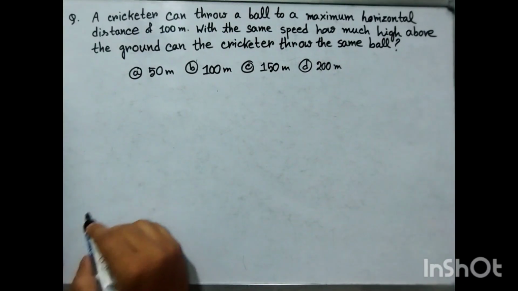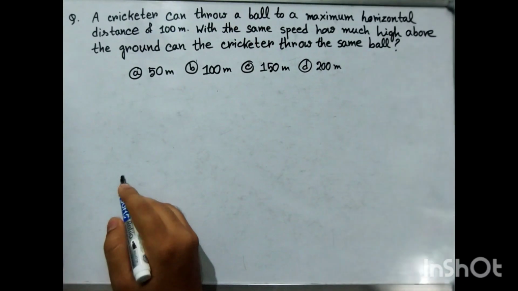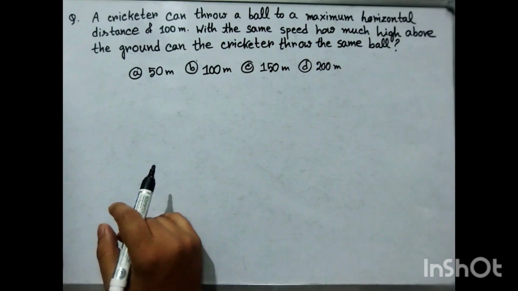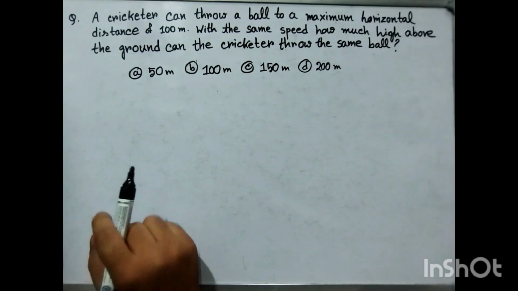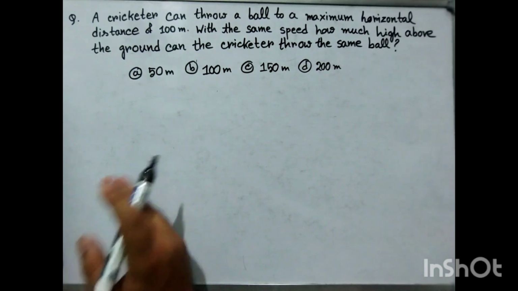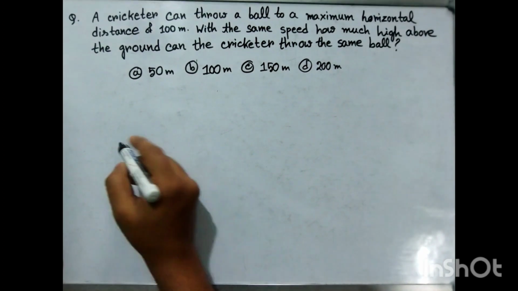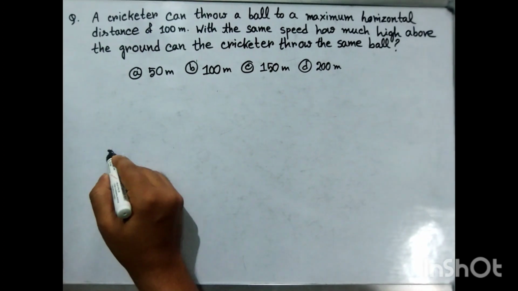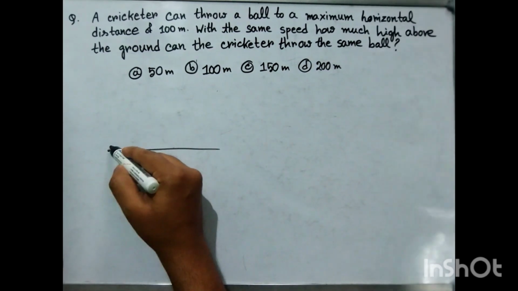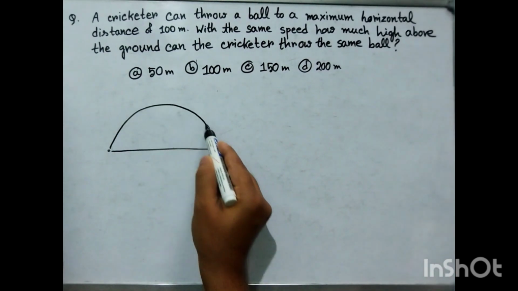Okay, this question is saying that a cricketer can throw a ball to a maximum horizontal distance of 100 meters. With the same speed, how much high above the ground can the cricketer throw the same ball? So, in projectile motion, we know that this cricketer can throw.